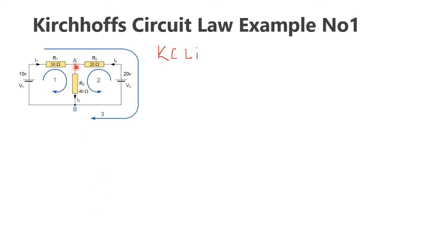Therefore here I am considering the node A. Here there are two nodes, node A and node B. We need to select only one node. So here I am considering the node A. For the node A, I1 is coming towards the node A, I2 also is coming towards the node A, but I3 is going away from the node A.